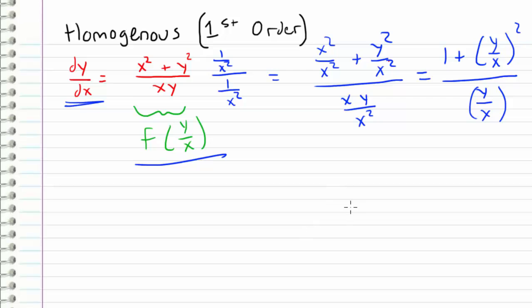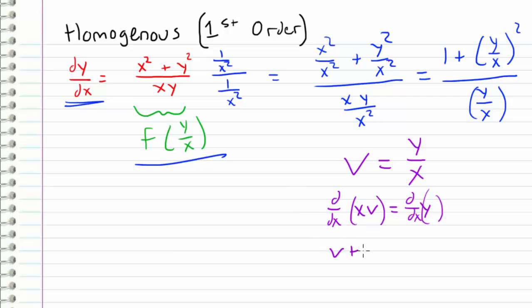So the next thing that I'm going to do is make a change of variables. I'm going to make a substitution, and we'll call it v. I'm going to let v equal y over x, and therefore, x times v is equal to y. And if I were to differentiate both sides with respect to x, then using the product rule on this left side, what I get is v plus x dv dx.